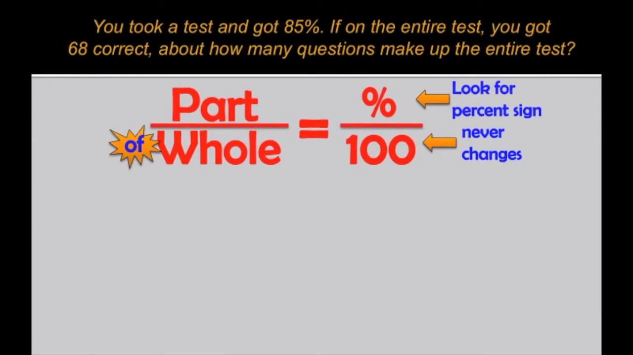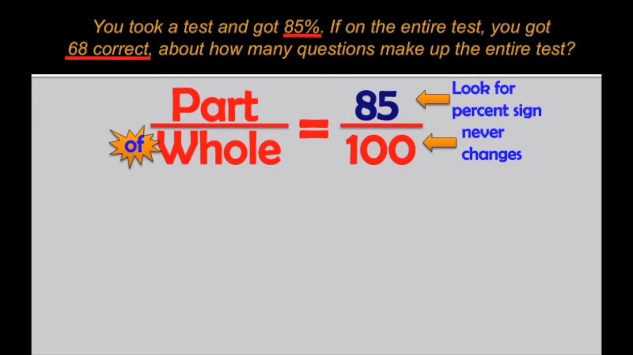And here we have another word problem. Again, just take a deep breath, read carefully, and you'll be fine. It says, you took a test and got 85%. If on the entire test you got 68 correct, how many questions make up the entire test? Well, what do we know? We know that we got an 85%. And remember, a percent on a test represents how much of it that you got correct. So that's going to be put there, 85.